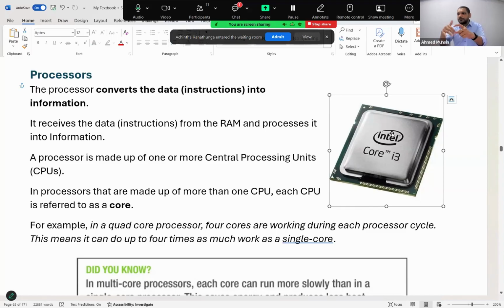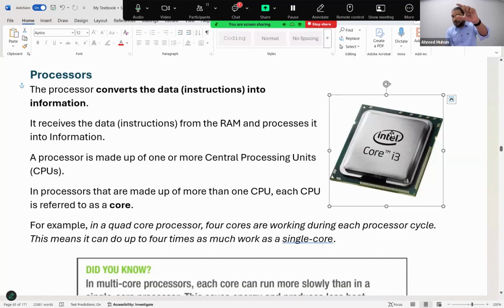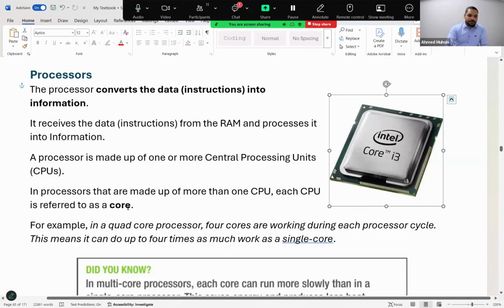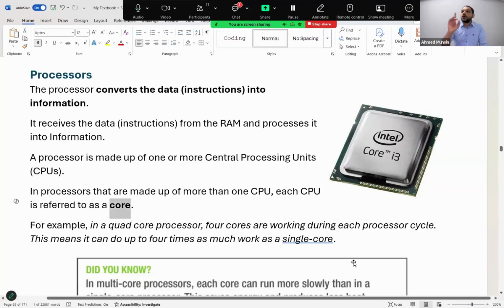One processor has multiple processors. It's a bit confusing, right? So guys, the multiple processors inside a processor, what do we call them? We call them cores. Everyone okay with this? So you have one processor with multiple cores inside.